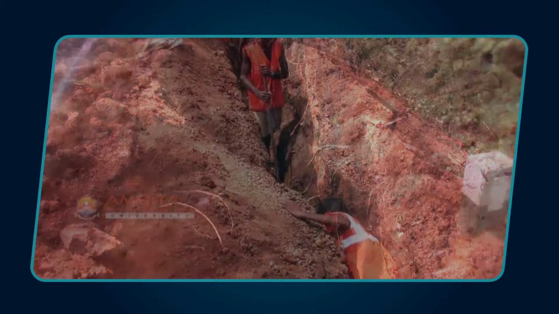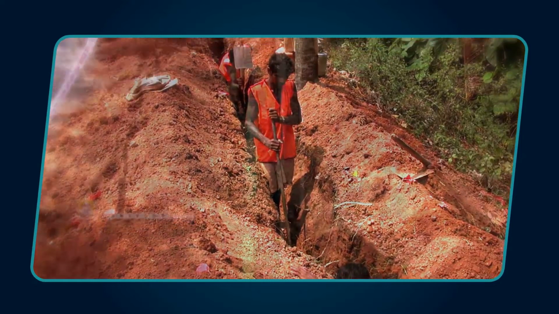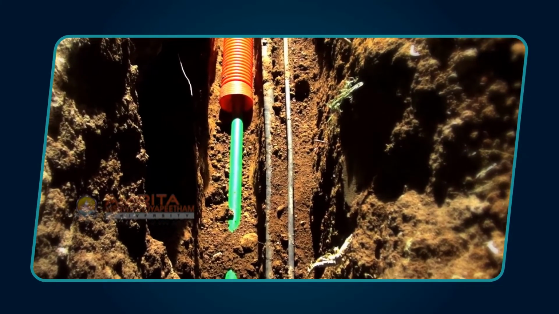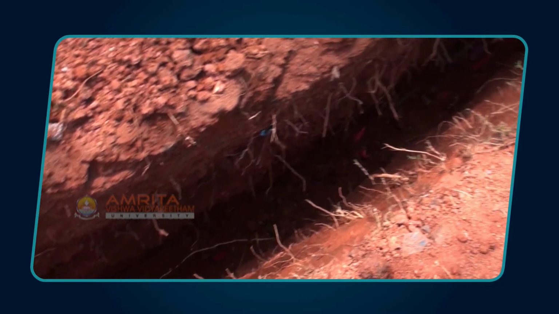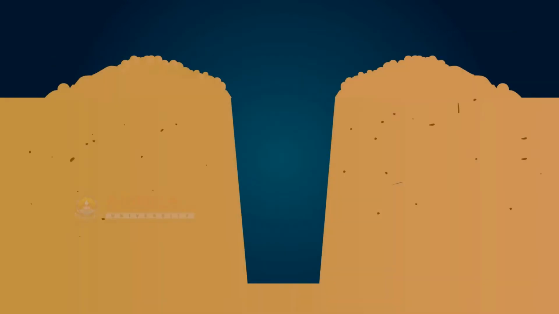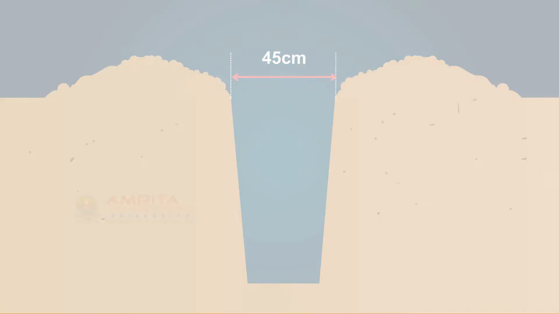Trenching is a cable laying method in which the ground is excavated in specified measurements to produce a long, narrow pit for laying fiber cables. As per specifications, the minimum width of the trench is 45 centimeters.